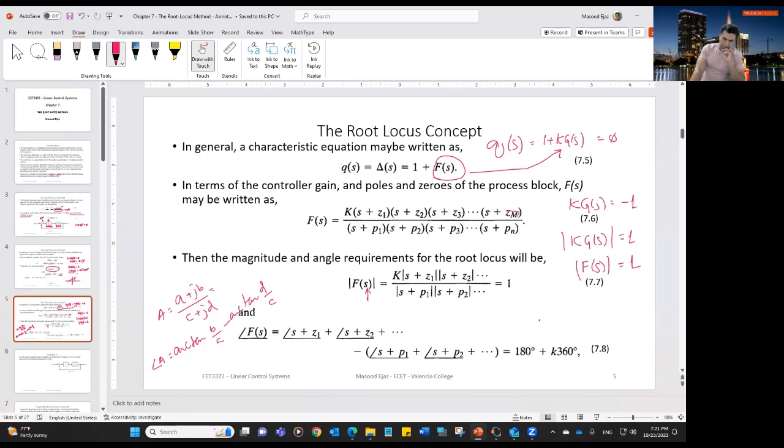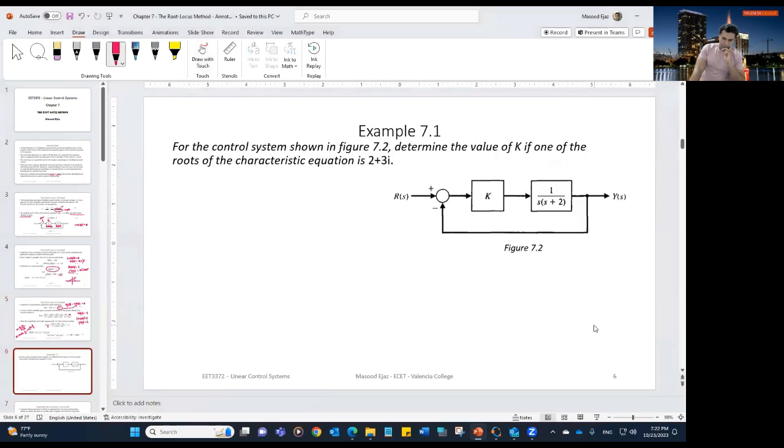So this is our criteria, of course, for your F(s), which is K times G(s). So let's look at this problem first. For the control system shown in this figure, determine the value of K if one of the roots of the characteristic equation is 2 plus 3i.